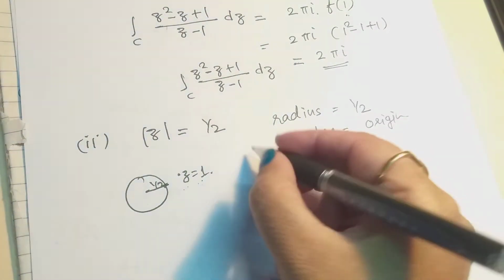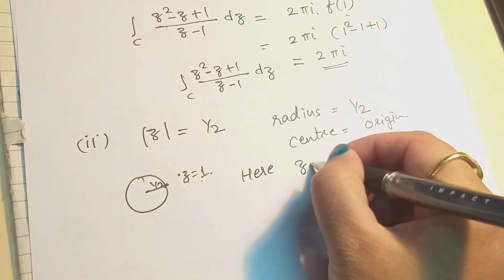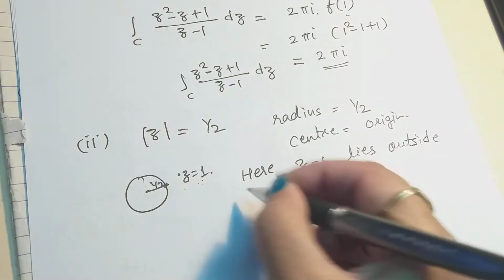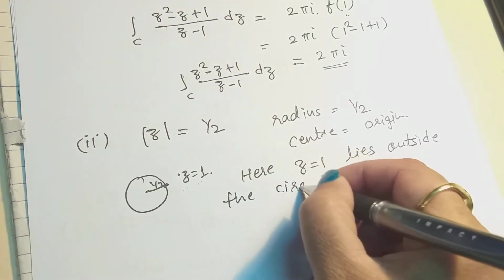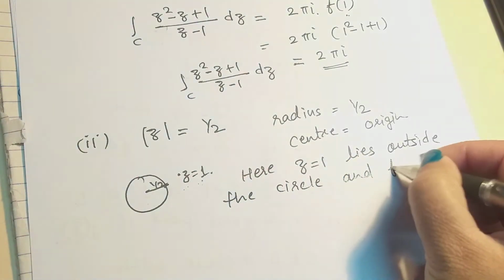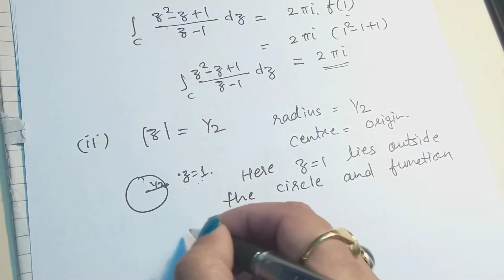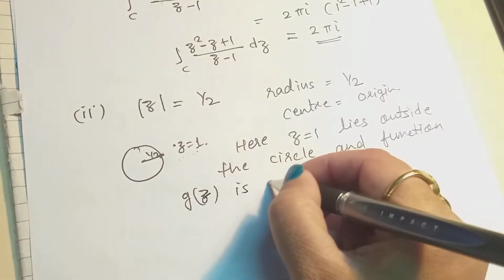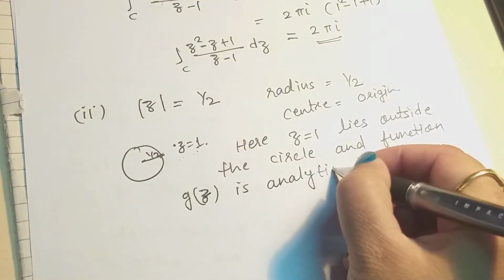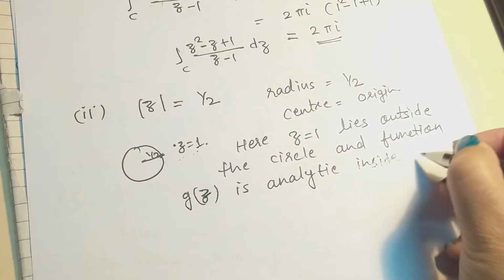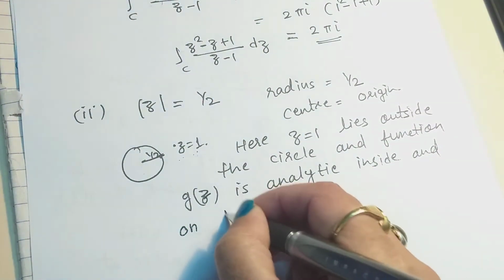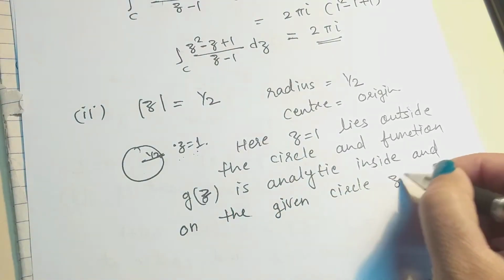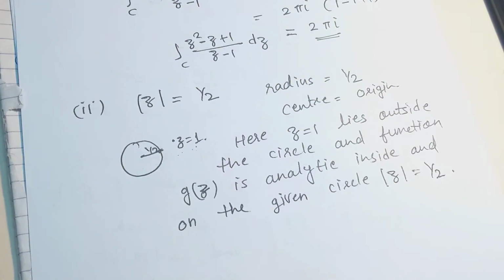Okay, so here z is equal to 1 lies outside the circle and function g(z) is analytic inside and on the given circle, mod of z is equal to 1 by 2, or half.